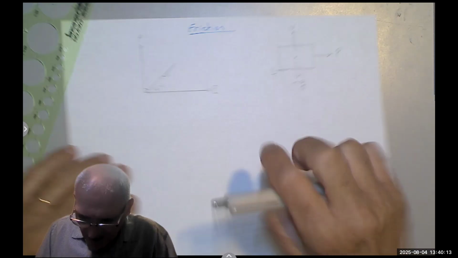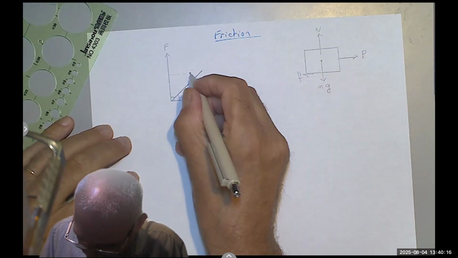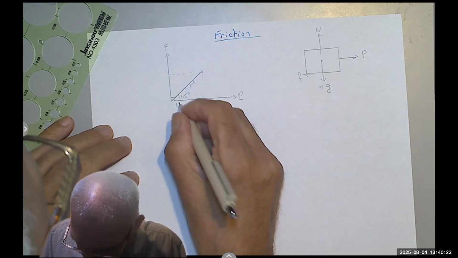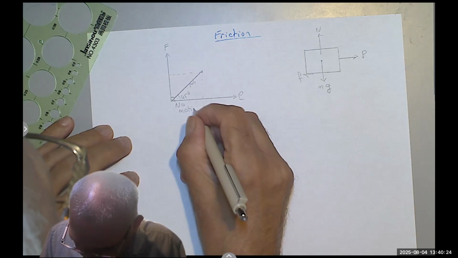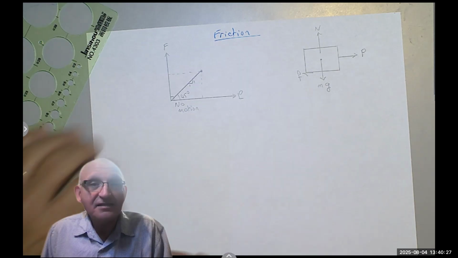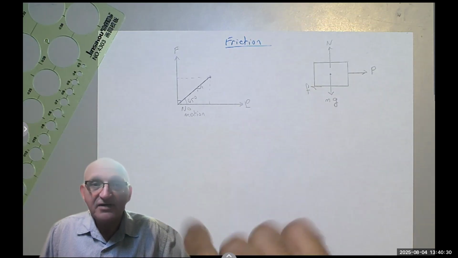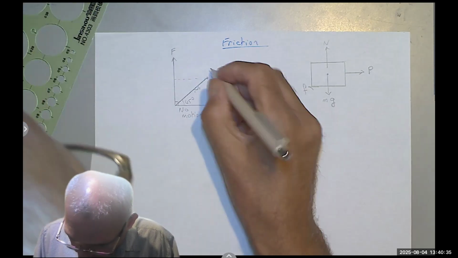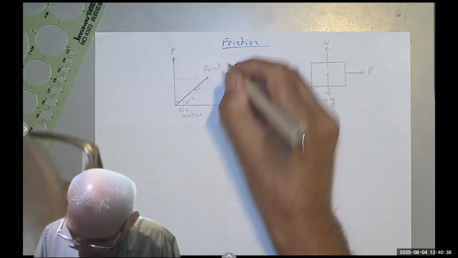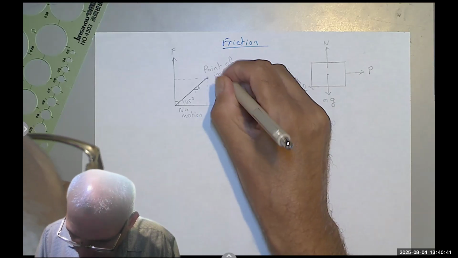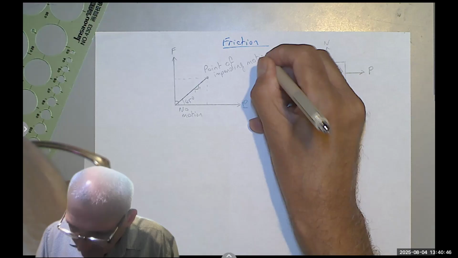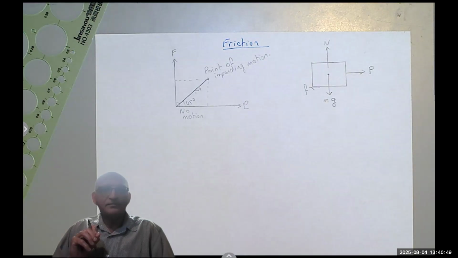What is that? This point, when the body is about to move, meaning here there is no motion. But at this point, right there, still P equals F. But we call it the point of impending motion. Motion will occur if you increase the force just slightly.